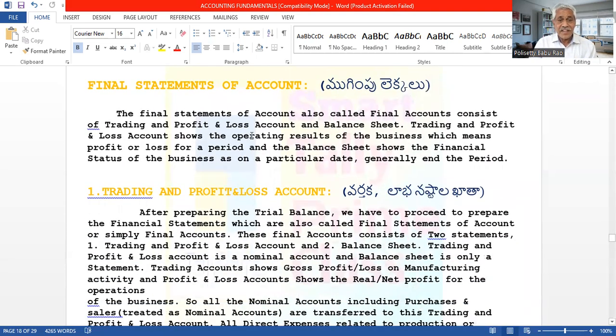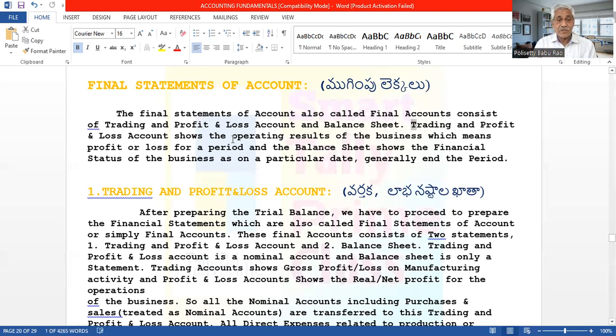Okay. So the final statements of account are also called final accounts. We call them final accounts, consisting of the trading and profit and loss account. What is the trading? I will come to that next. The next topic is the trading and profit and loss account, and the second one is the balance sheet. First we will learn about the first statement, then go to the second statement.